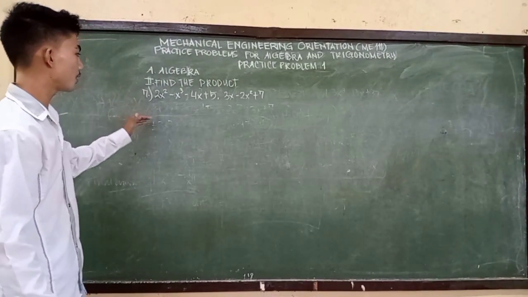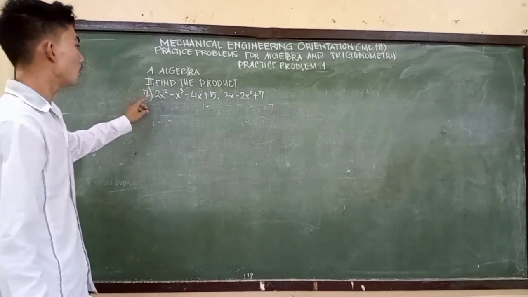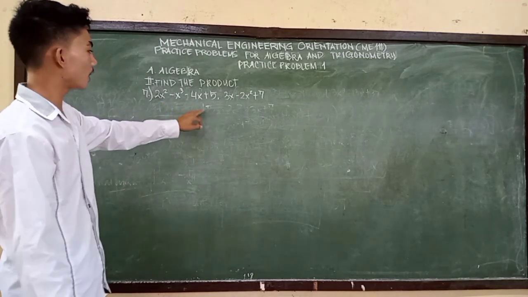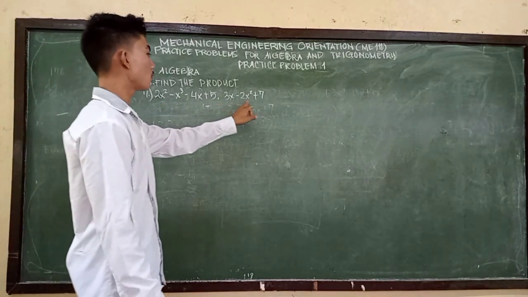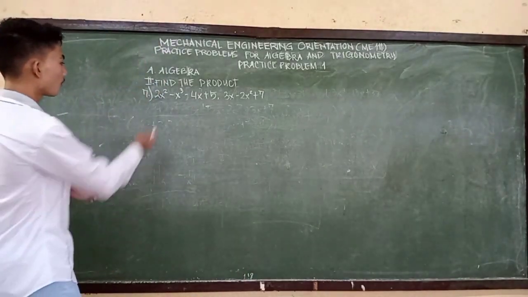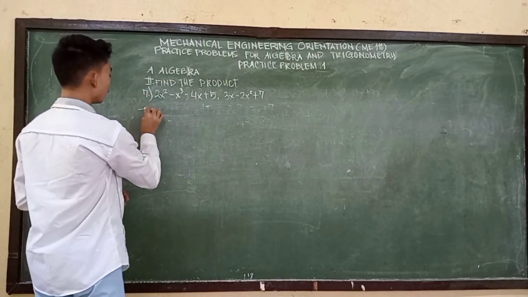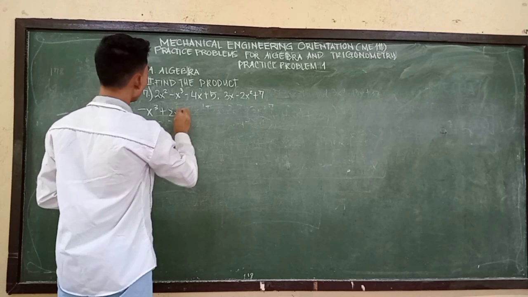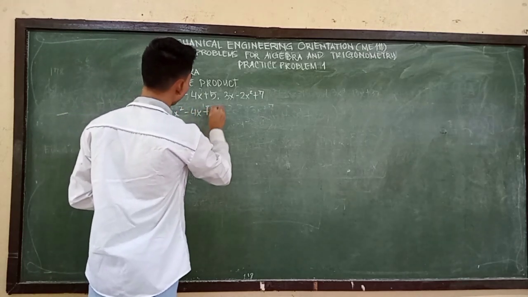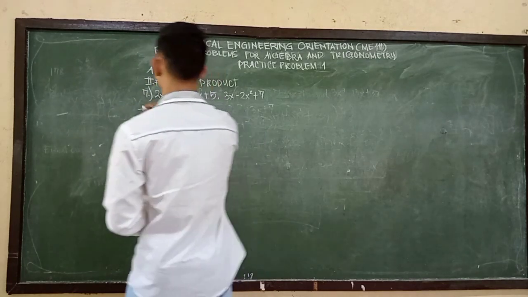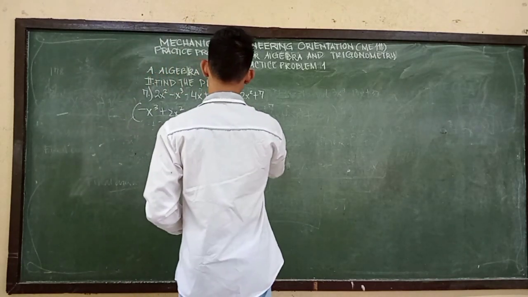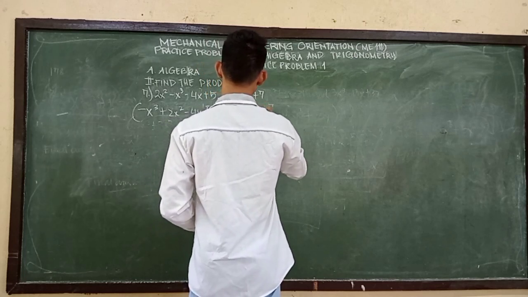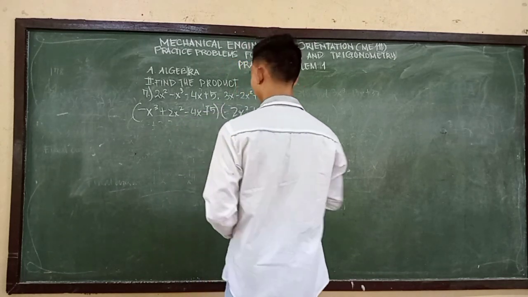Now we will proceed to our second problem, and still we are going to find the product of 2x squared minus x cubed minus 4x plus 5 multiplied with 3x minus 2x squared plus 7. So we will first arrange its terms. So we will have first negative x cubed plus 2x squared minus 4x plus 5 multiplied with negative 2x squared plus 3x plus 7.